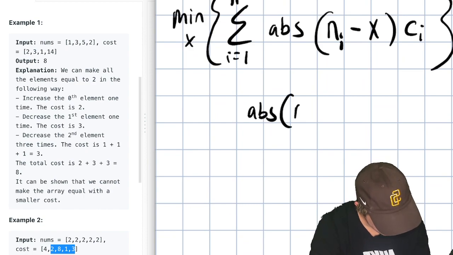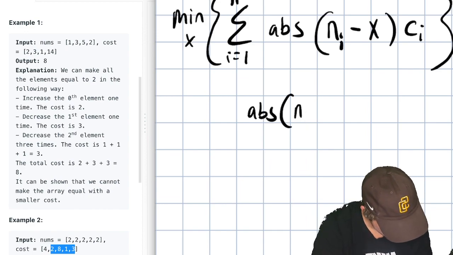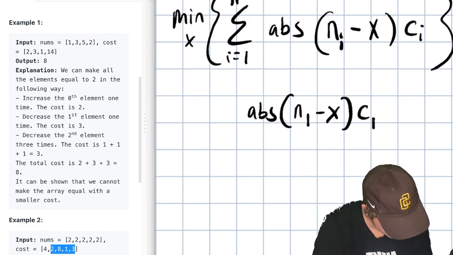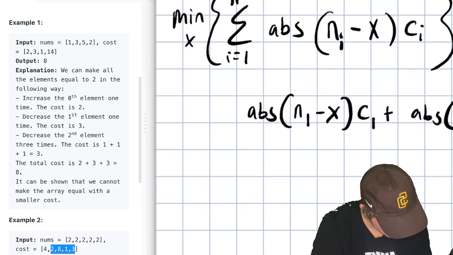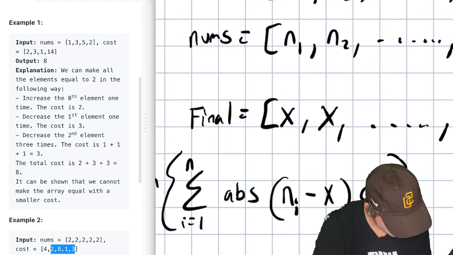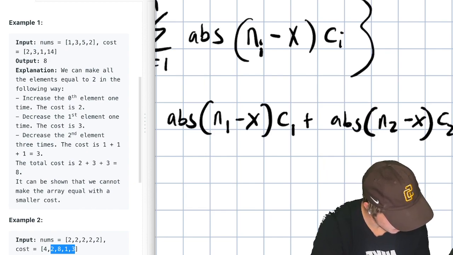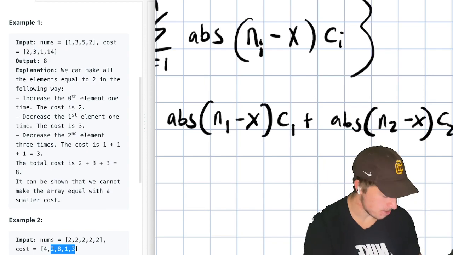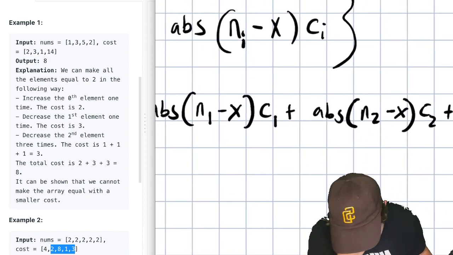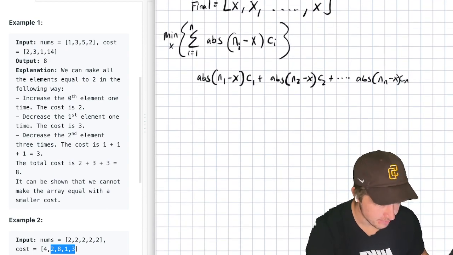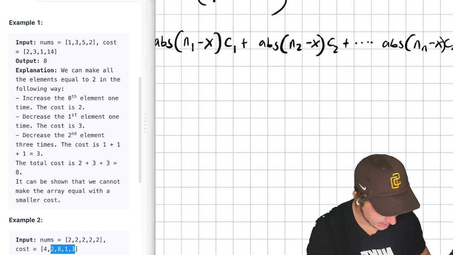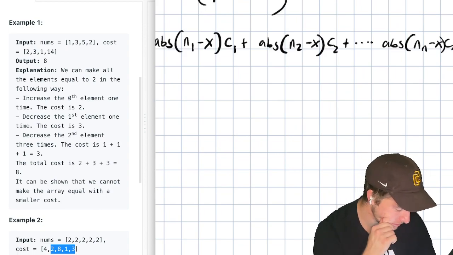So really this is |n_1 - x| times c_1, plus the absolute value of n_2 minus x, c_2, plus dot, dot, dot, all the way to the absolute value of n_n minus x times c_n. Okay. Now, one problem with this is this absolute value. I'm having trouble even looking at this and determining how I can try to group things and reuse information.